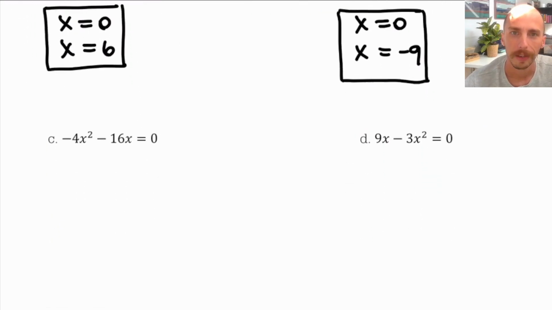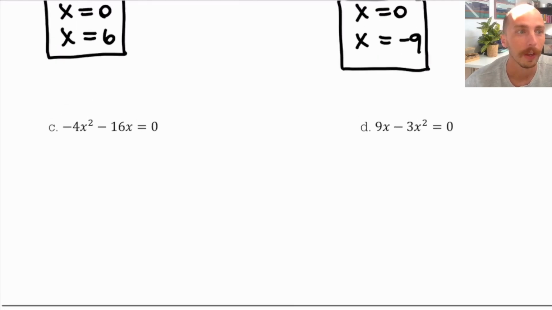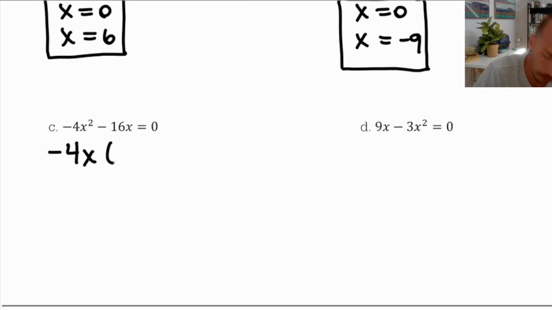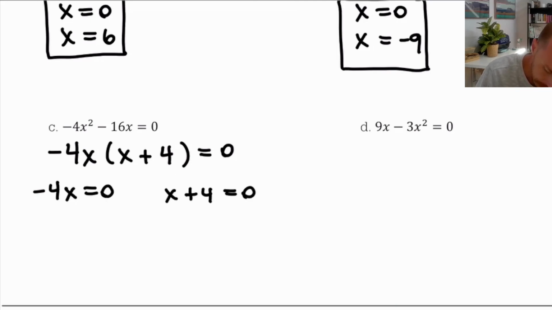In these next couple, kind of the same idea. I think we're just going to be factoring out an x, but on c, I see also there's a negative 4 common to both, because 4 would divide 16, they're both negative. Let's deal with that negativity right now. Factor out the negative 4 and an x, and what do I multiply negative 4x by to get negative 4x squared? Just another x. So I'd have x and then a positive 4, right? Because I would need to multiply negative 4x by positive 4 to get negative 16x. Okay, so it's either going to be the case that negative 4x equals 0 or x plus 4 is equal to 0. And negative 4x would only equal 0 if x was 0. So I've got x equals 0 or x equals negative 4.